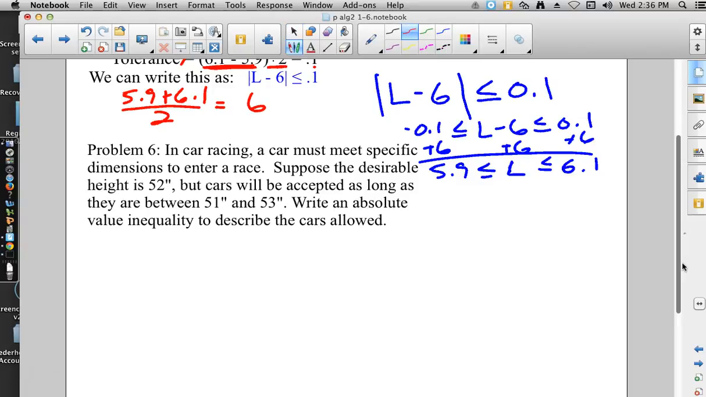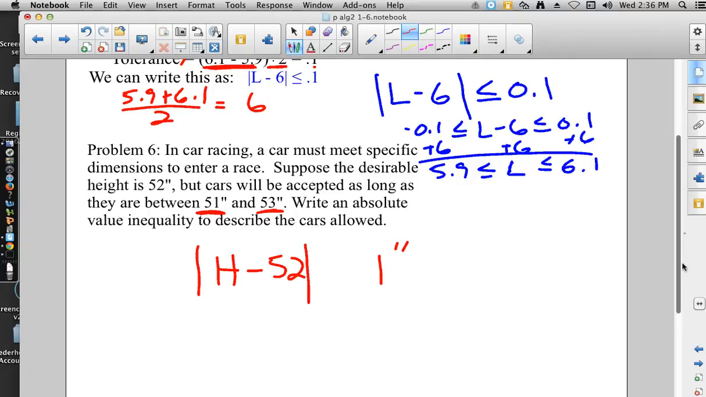So let's start with this. We're talking about the fact that the desirable height is 52. So here's what's going on. The quality control, quality assurance person, in this case it's probably the inspector, comes along. And right now he doesn't know the height of the car. So we're going to use H for that. But what he wants to make sure of is this, that if he takes the height minus 52, it's within, and we look at these two numbers to see how far off we can be. Well, 52 is 1 away from 51, and 52 is 1 away from 53, so within 1 inch.